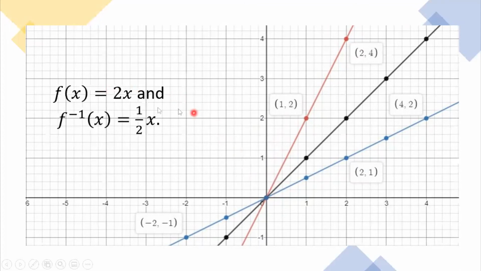For example, this 2x here. So you want to sketch the graph of 2x. Now, this 2x is a form of mx plus b, right? So mx plus b, where b is 0 in this case, and m, which is the slope of the line, is 2.